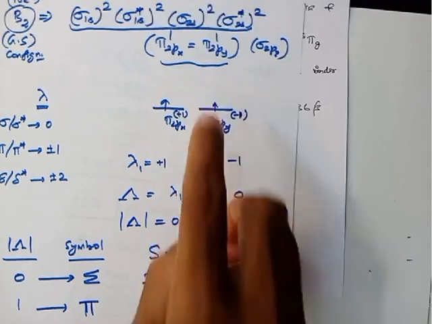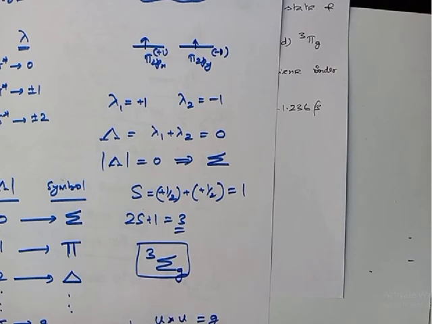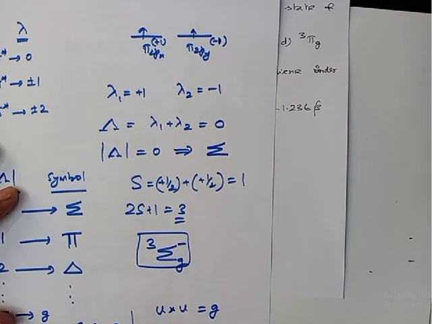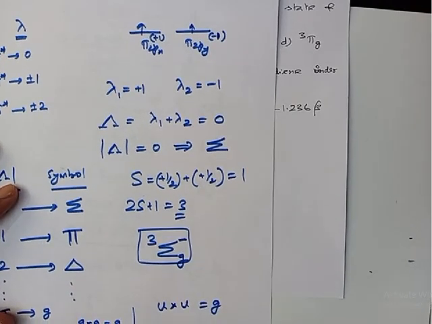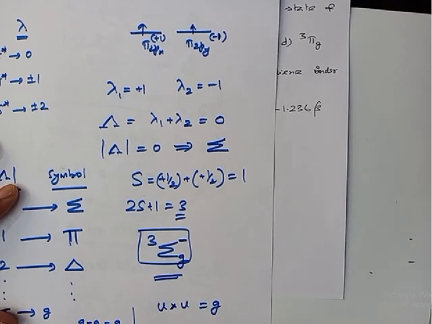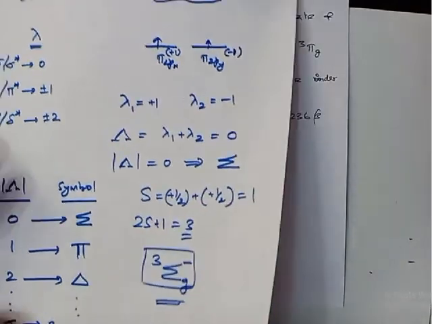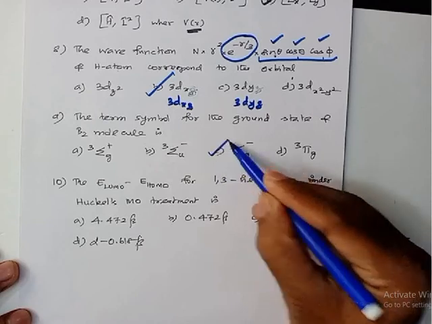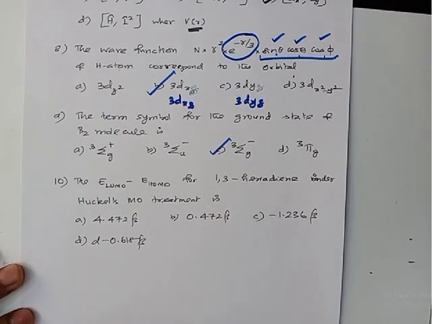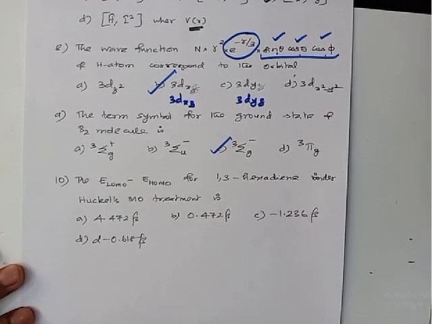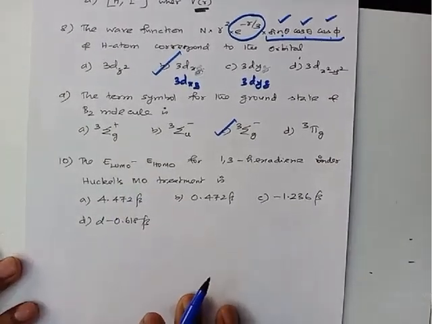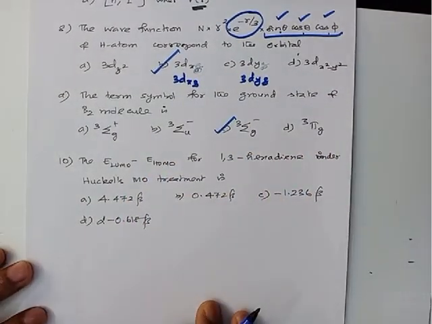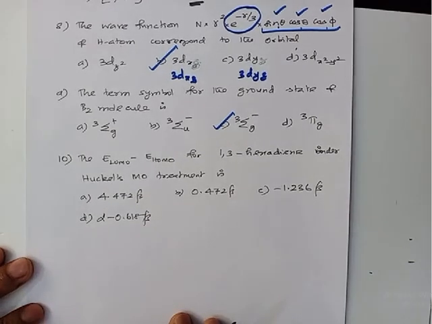So if I multiply, I will get plus into minus is minus, therefore it is triplet sigma g minus. So this is the ground state term symbol for the boron molecule. Yeah, so the ground state term symbol for the boron molecule is triplet sigma g minus. Okay, then let me go to the next question, because this is a very simple one, you might have heard about that. So let me go to the next question directly.